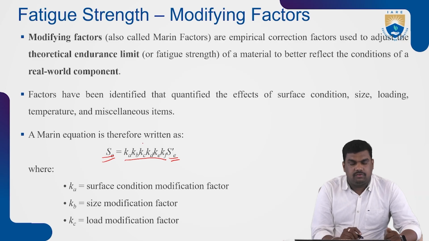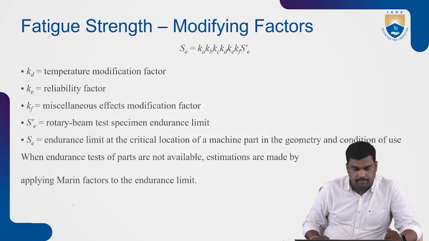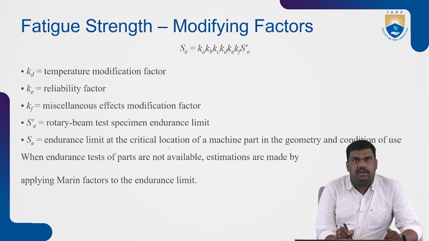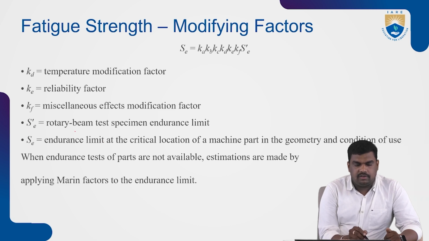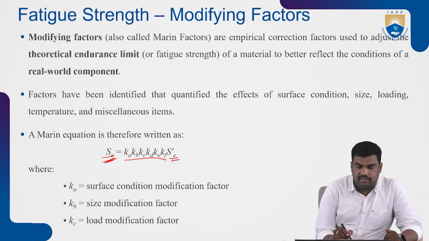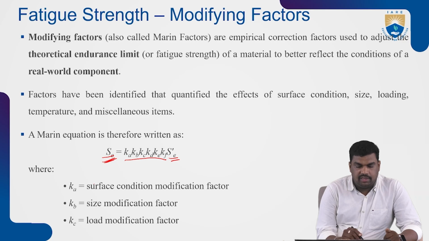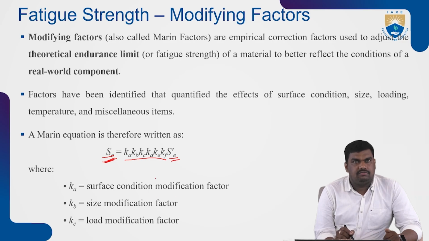So a Marin equation is therefore written as follows; this is your stress modification factors you can see here. The endurance limit at the critical location of a machine part, in the geometry and condition of use, when endurance tests of parts are not available, estimations are made by this. S'e is the rotary beam test specimen endurance limit, from the experiment. Along with that you need to multiply all the modification factors. Ka is the surface condition modification factor, Kb is the size modification factor, and Kc is your load modification factor.